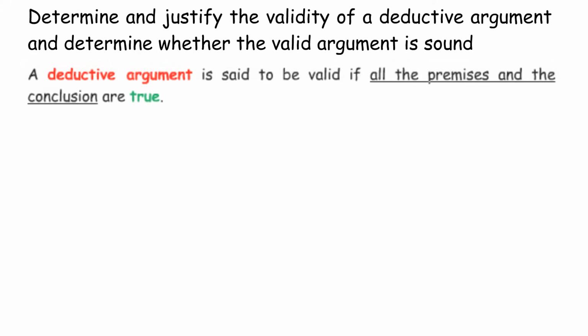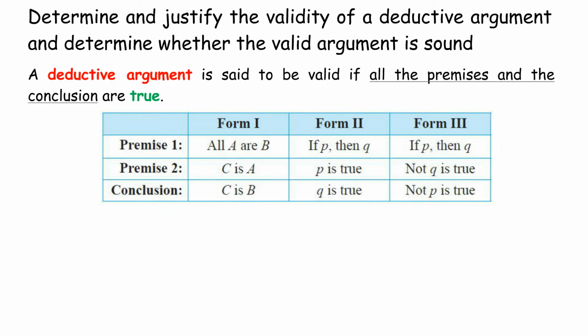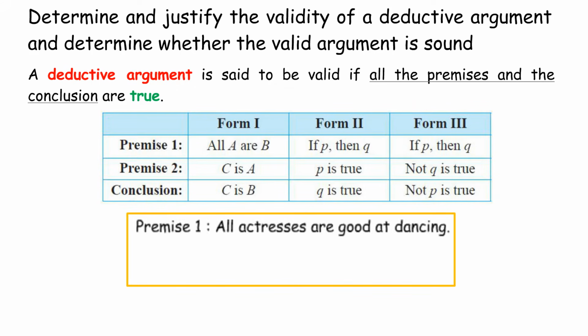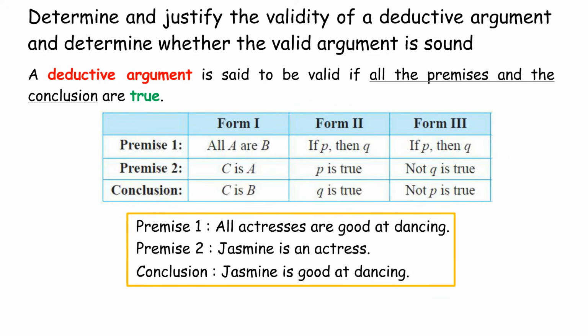A deductive argument is said to be valid if all the premises and the conclusion are true. Premise 1. All actresses are good at dancing. Premise 2. Jasmine is an actress. Conclusion. Jasmine is good at dancing. The above argument is a valid argument.